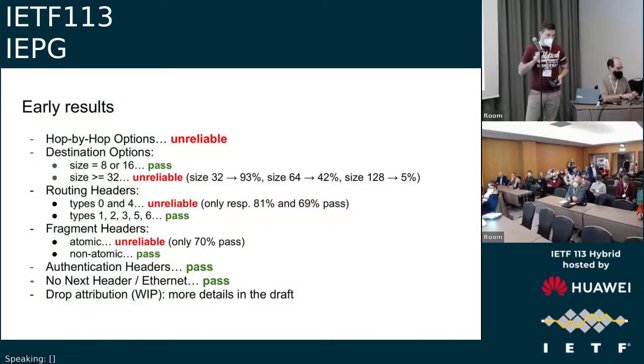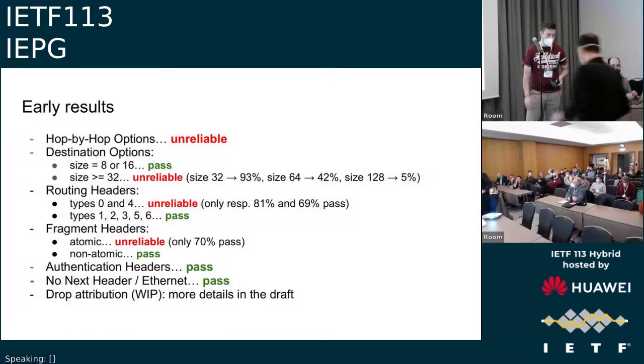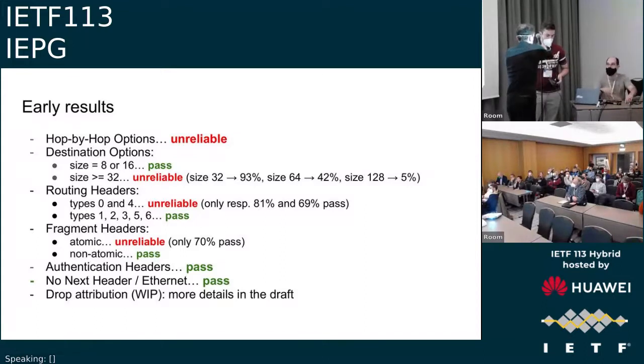So that's the results part, but we also tried, as I said, to attribute drops per AS. This is still a work in progress, so I won't go too much into detail and show results, because they are still not that stable. You can have a look at the draft for more details. Next slide, please.